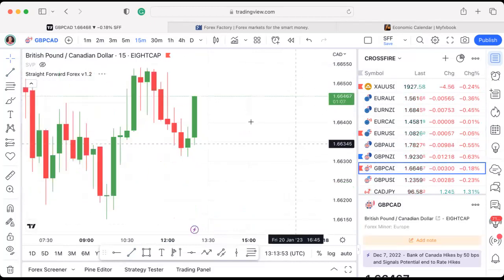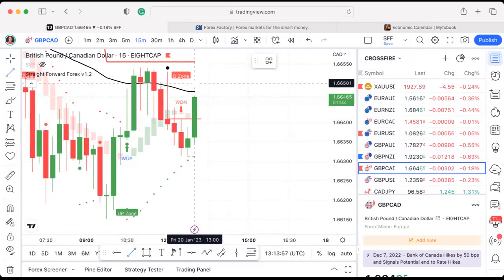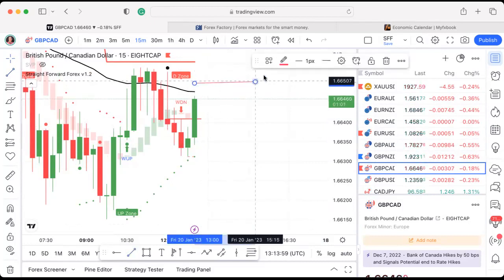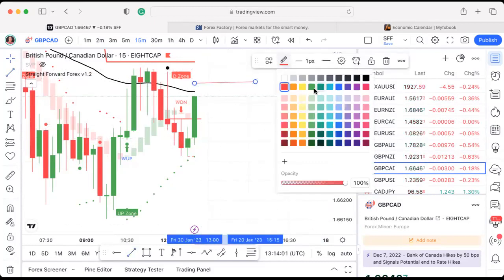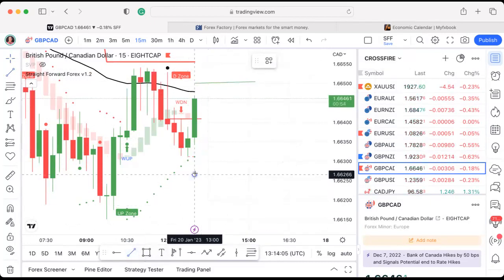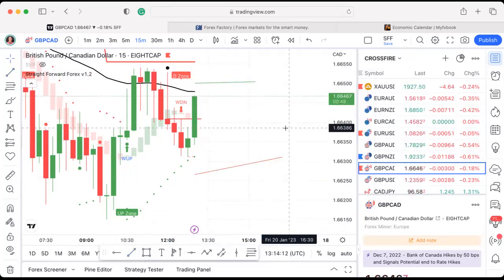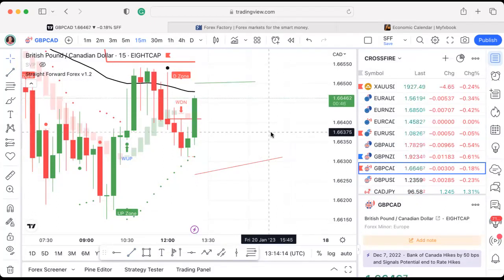GBP CAD. That's the green line. And that's the red line. Okay, so we've got two lines now on each of the four charts ready for that candle to close.